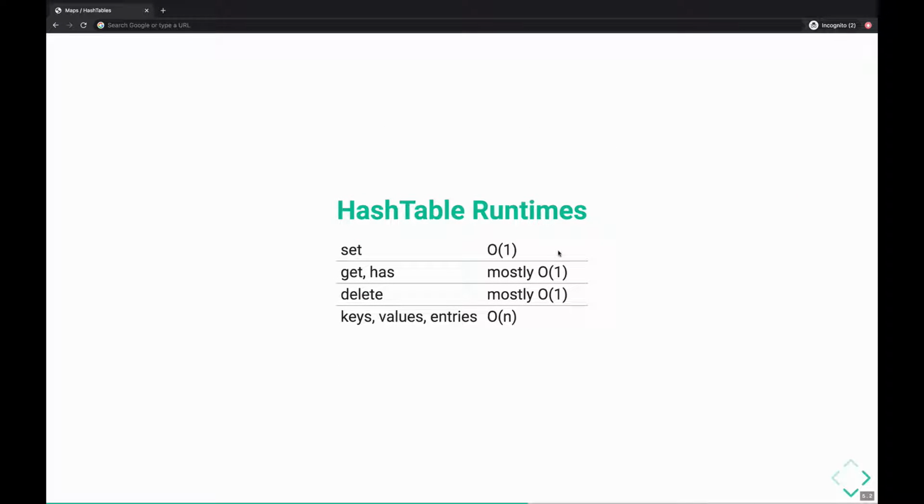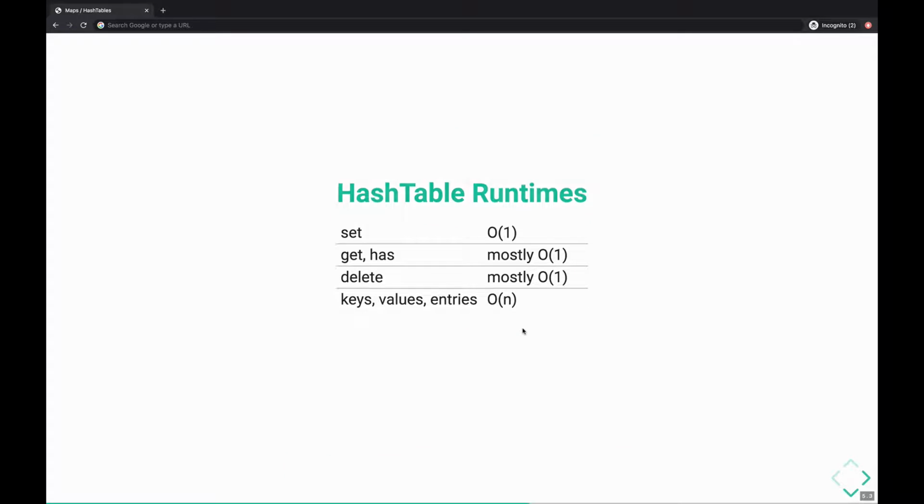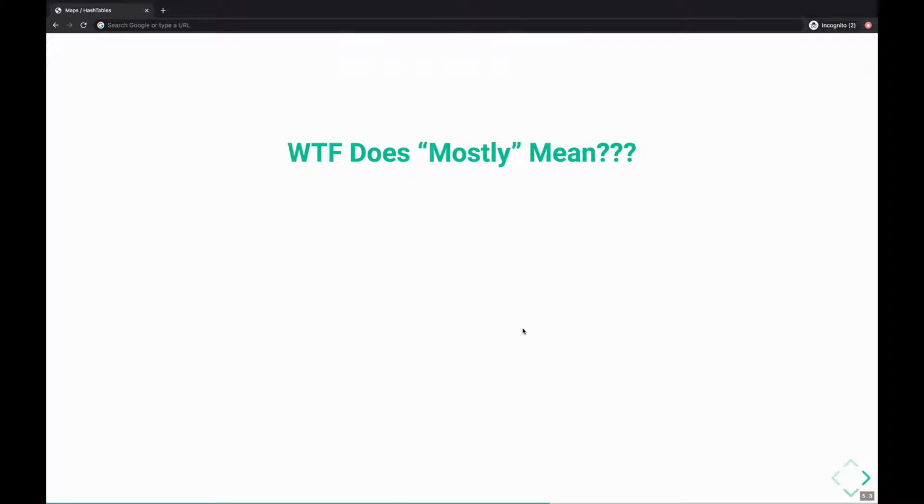Now, how about a hash table implementation? So here's kind of a wishy-washy table. Setting on a hash table should be constant time. All we do is run the hash function. It should be constant, O of 1. Getting and checking if a value is there, retrieving a value, mostly constant time. Deleting is mostly constant time. And then getting all the keys or the values or the entries in some sort of iterable is linear, O of n.